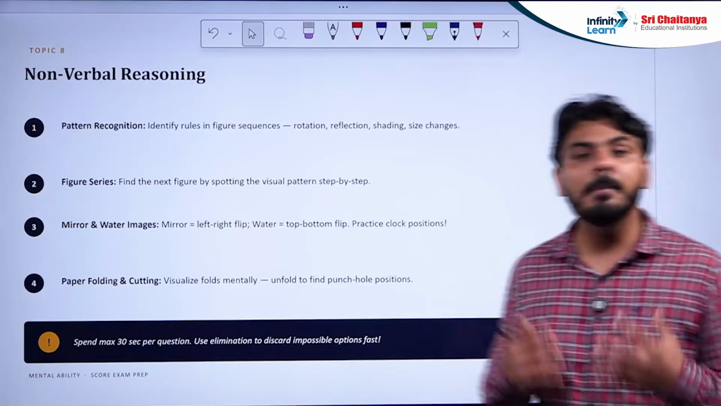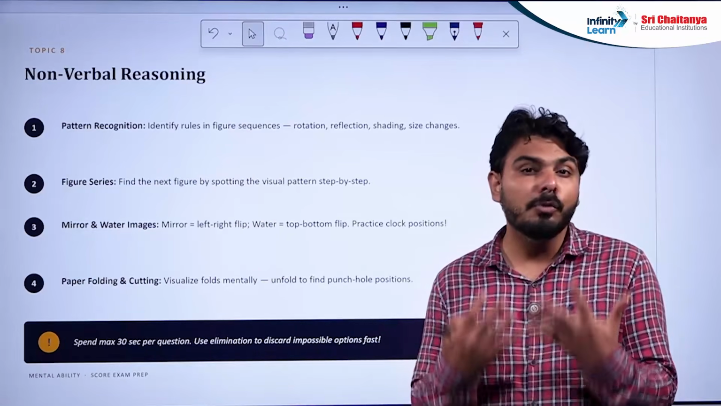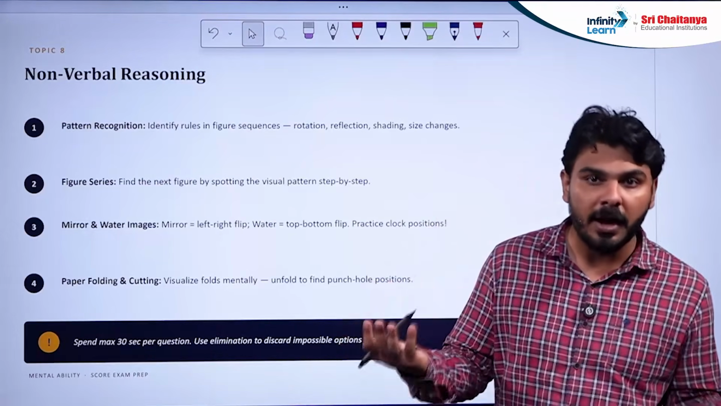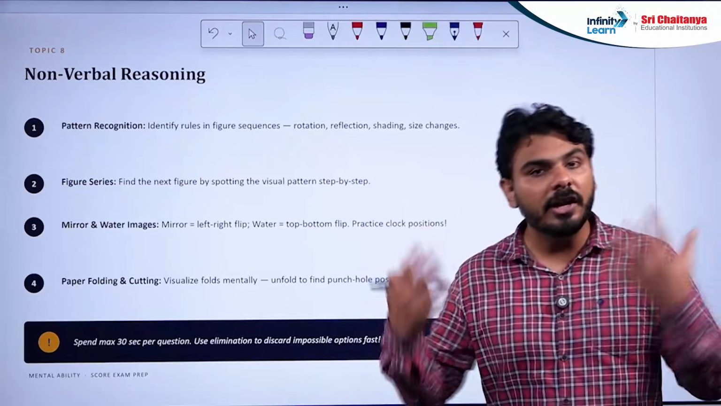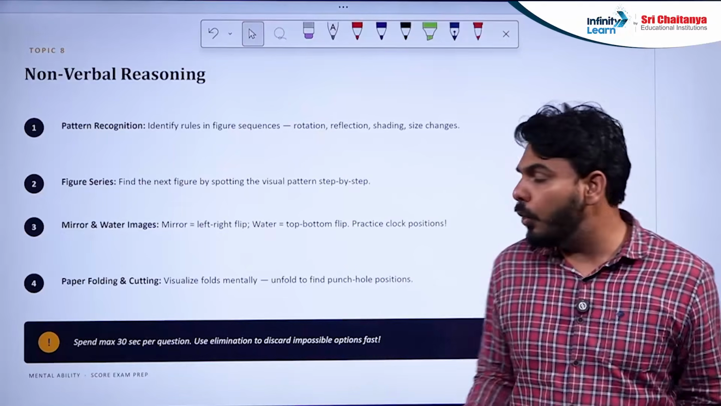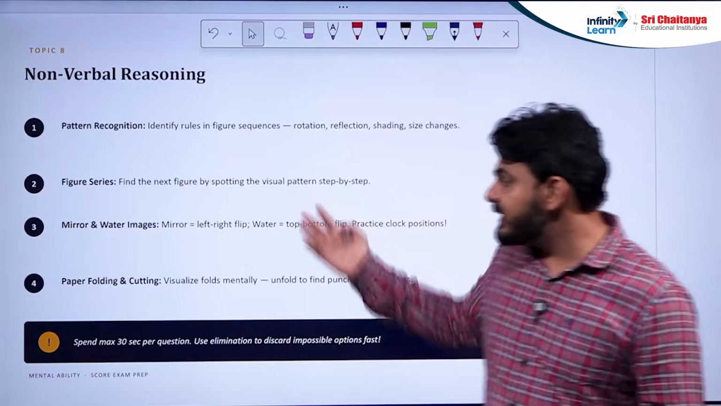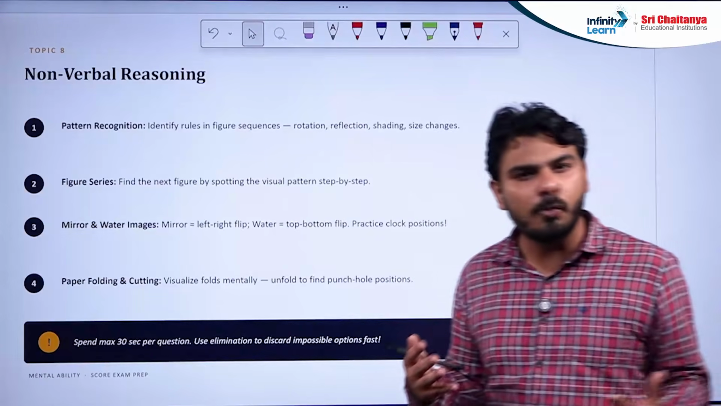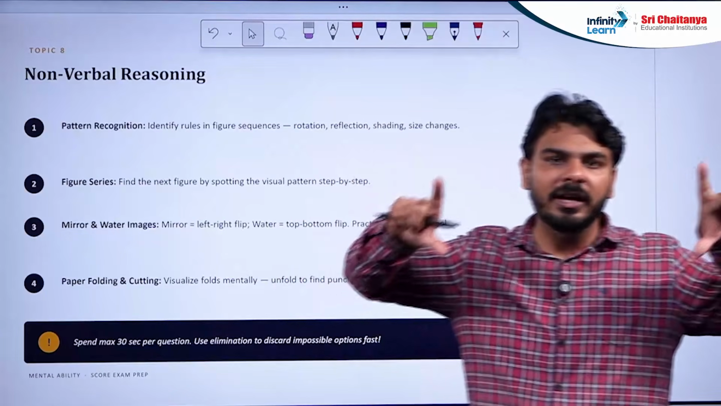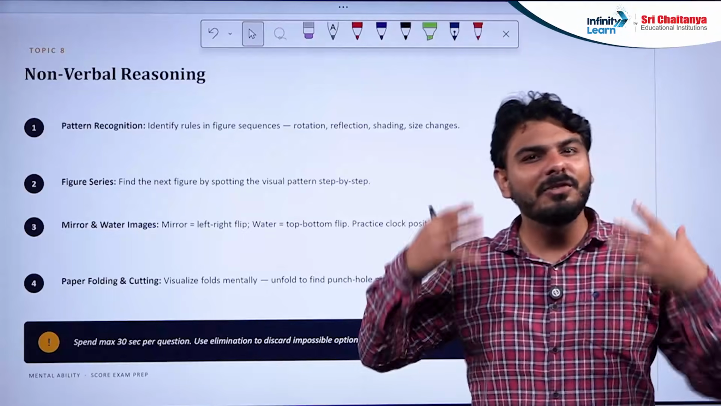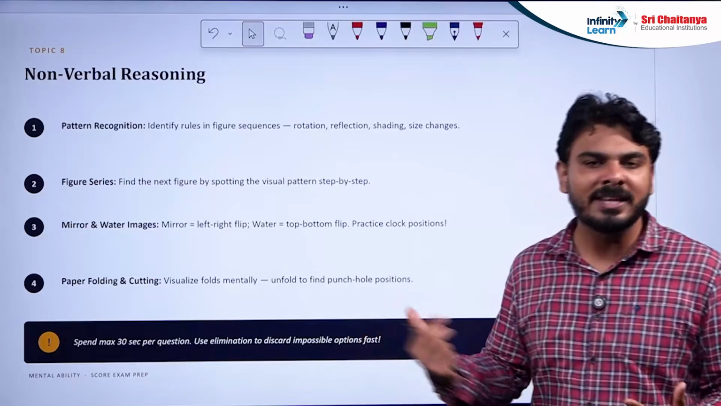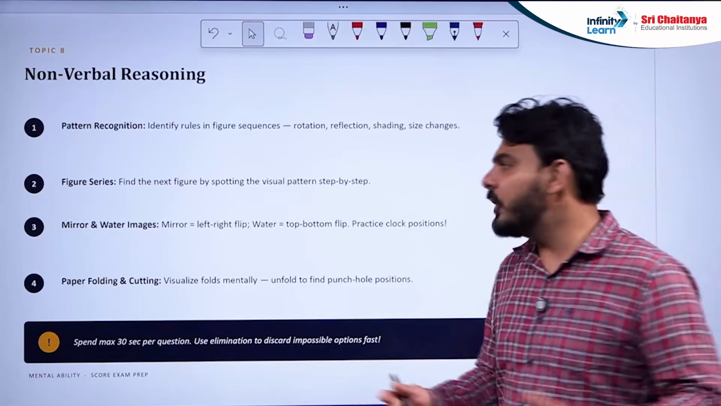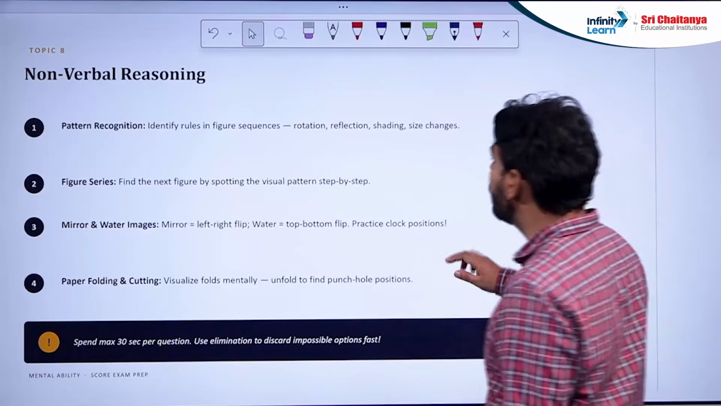You are given mirror images. You might have solved somewhere in your life mirror image questions, water image questions, pattern completion, figure series, or paper folding and cutting. These are the types of topics in which the figures are related. You will just enjoy it when we solve these kinds of questions. It is a very enjoyable type of topic. Let us now move on to our next topic.